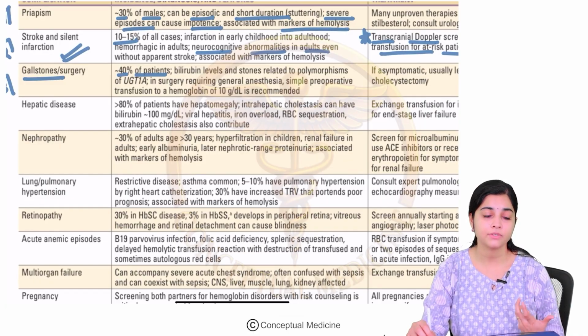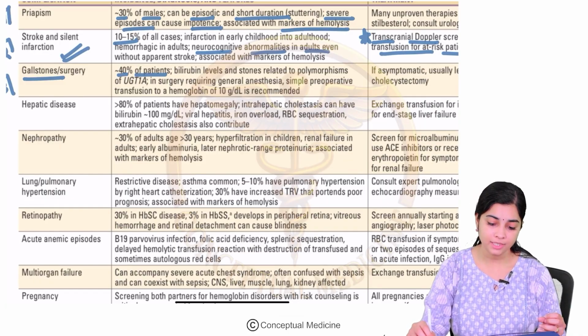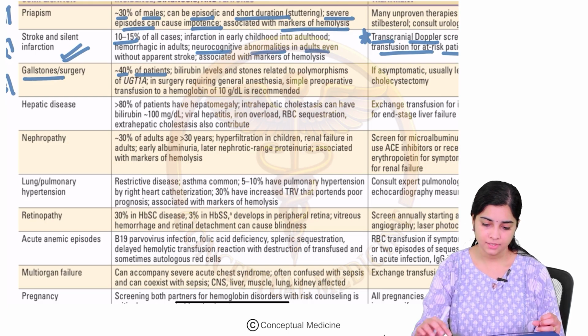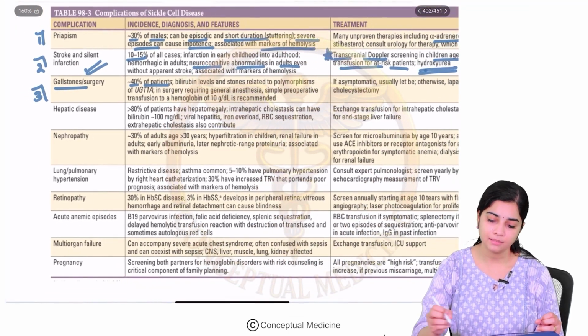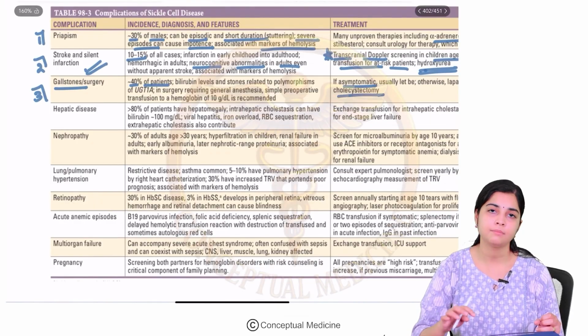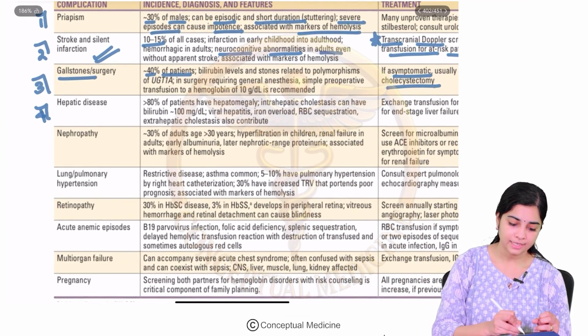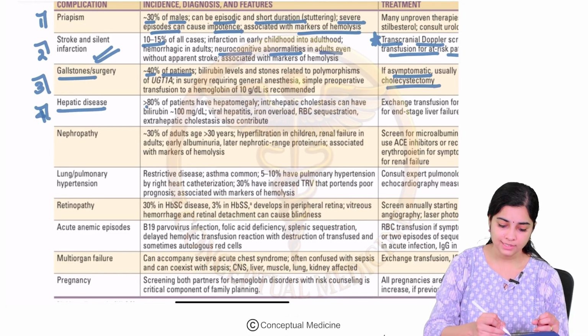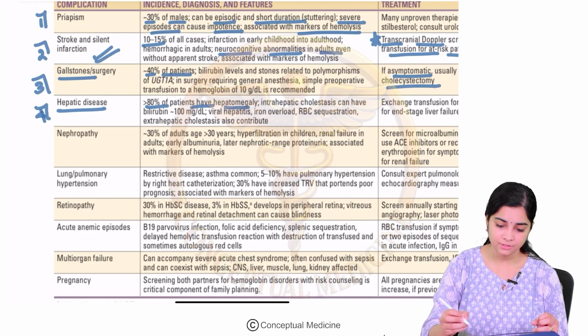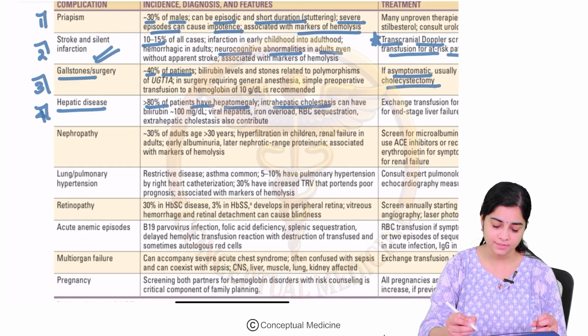Extravascular hemolysis can result in pigment gallstones, which can be seen in up to 40% of individuals, right? So if they are asymptomatic, most of the time we do not do anything. If they are symptomatic, they may require a cholecystectomy. Then you can have hepatic diseases. More than 80% of the patients have hepatomegaly. They can have intrahepatic cholestasis.